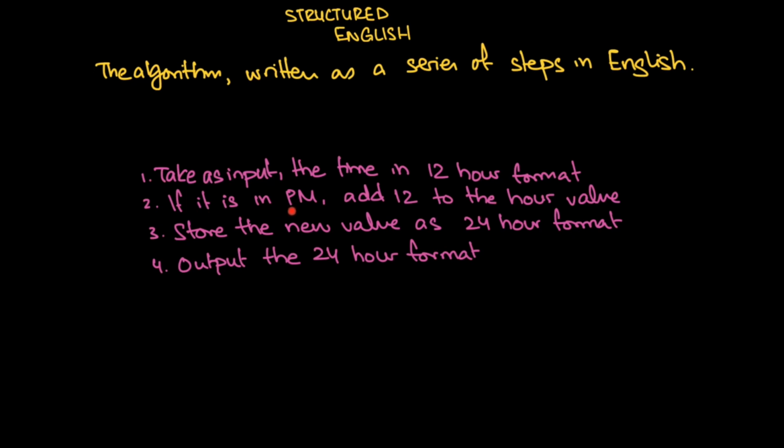So if the time is in PM, then we add 12 to the hour value. Because if your time is something like 4 p.m., then in 24-hour format it's actually 12 plus 4, 16 o'clock. So we do that, and then we store the new value of our calculation.